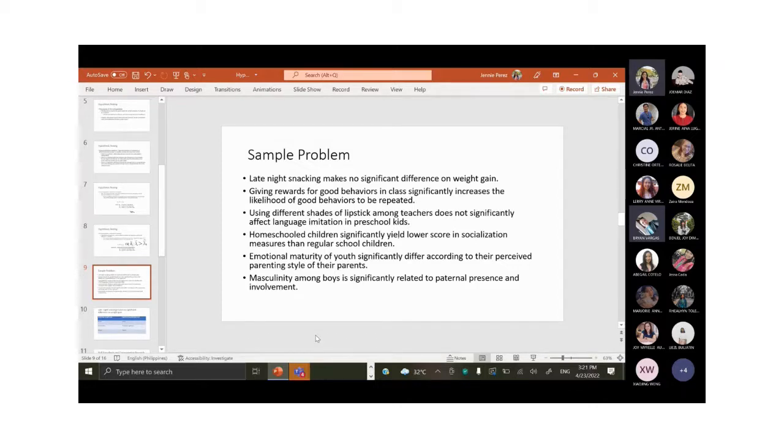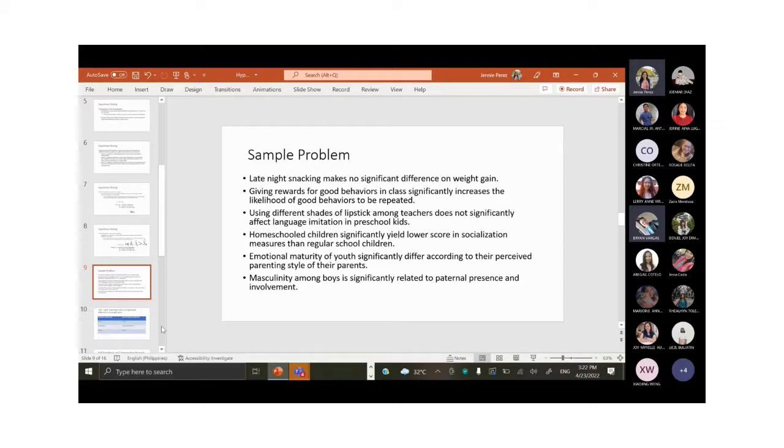Yes, very good. You got it. Okay, so you got the concept already. You got the concept of the difference between the null and the alternative hypothesis, between the directional and the non-directional, between the one-tailed and the two-tailed hypothesis.